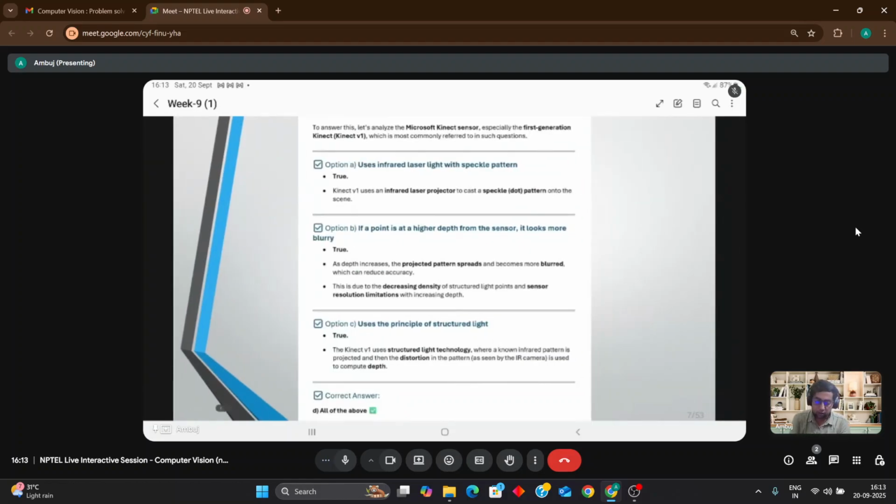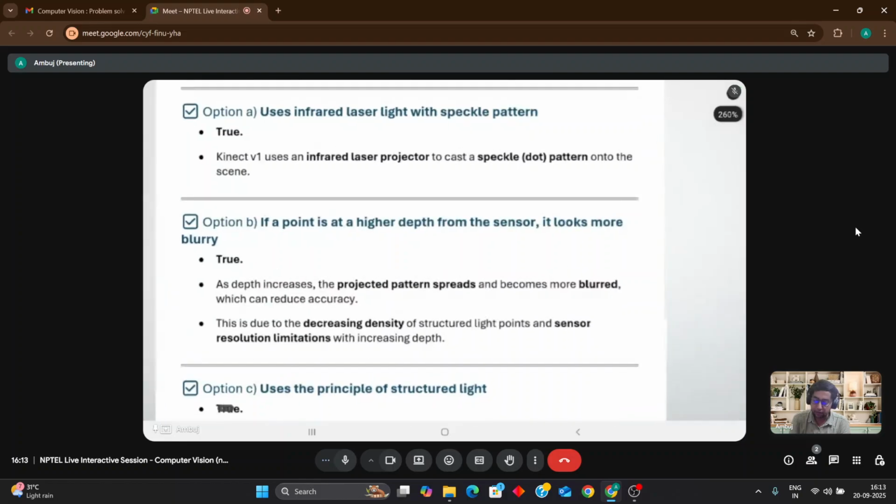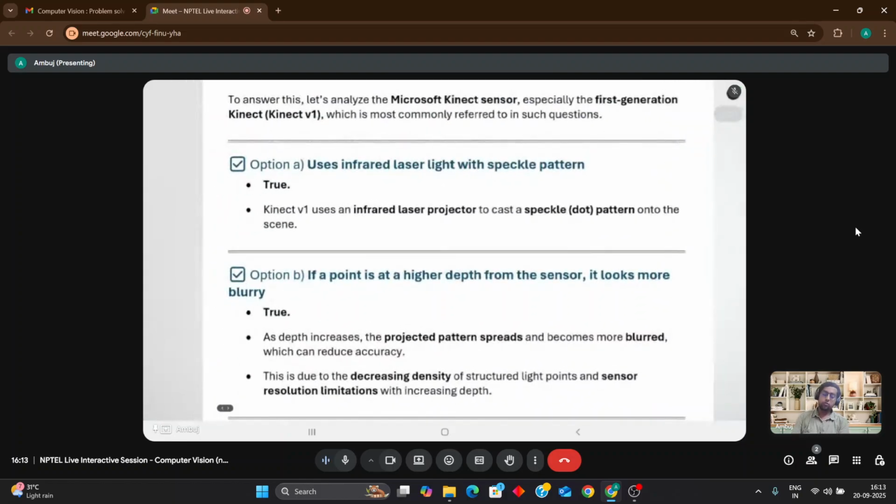Let us analyze each statement. Microsoft Kinect sensor, it's the first generation Kinect, Kinect V1, which most commonly is referred to in this type of particular questions. So here, what we are talking about is the Microsoft Kinect sensor.